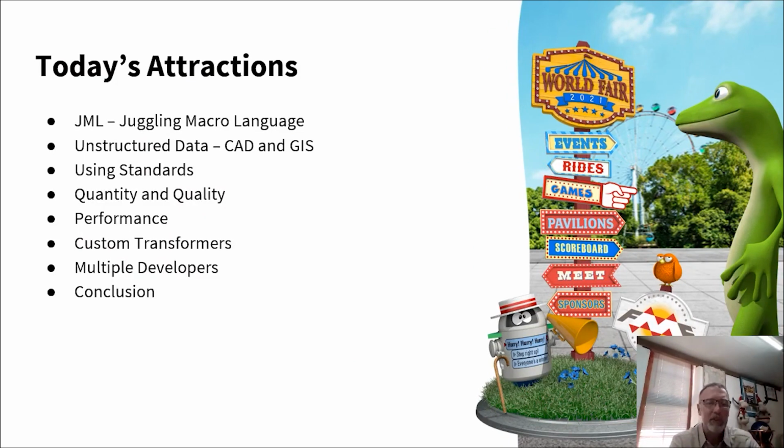So today what we're going to be talking about is some JML, some juggling macro language. You're probably asking what is that? So I'll enlighten you shortly. We'll look into more detail about unstructured data, CAD and GIS. We'll look at using standards, quantity and quality. We'll look at performance tips that I'll give you, looking at custom transformers, multiple developers and the pitfalls of that, and just a quick conclusion, and then questions at the end. So hopefully that will make sense as we go on.